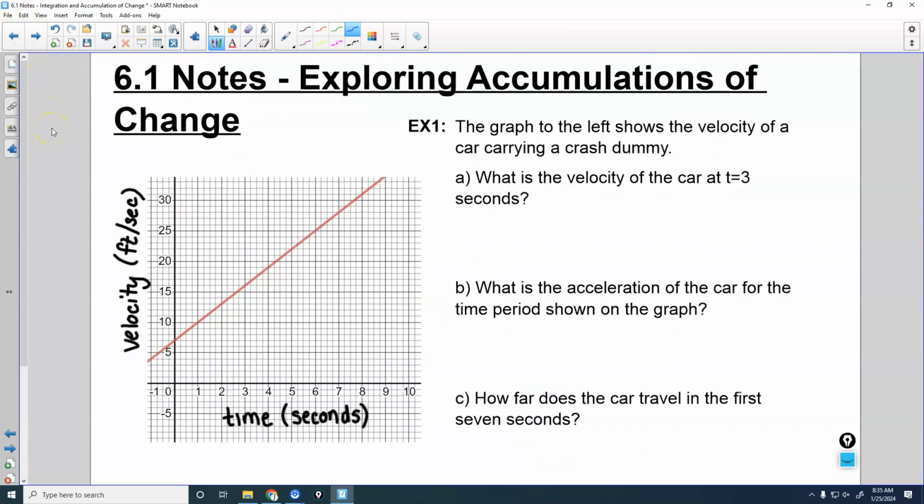So, all right, let's make it a little more difficult. The graph to the left shows the velocity of a car carrying a crash dummy. So it's going to ask us, what is the velocity of the car at t equals 3 seconds? Okay, right here is where we're looking. 3 seconds is right here at that point. It's just 16 feet per second.